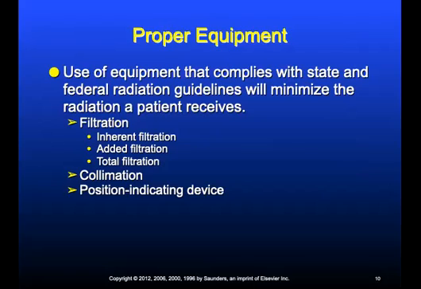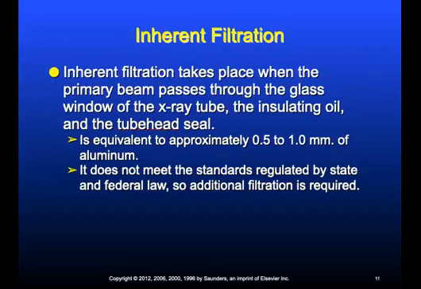So part of filtration, there's three parts. There is inherent filtration, there's added filtration, and then there's something called total filtration. So inherent filtration takes place when the primary beam passes through the glass window of the X-ray tube, through the insulating oil, and out the tube head seal. So inherent filtration is composed of parts of the X-ray tube and the tube housing.